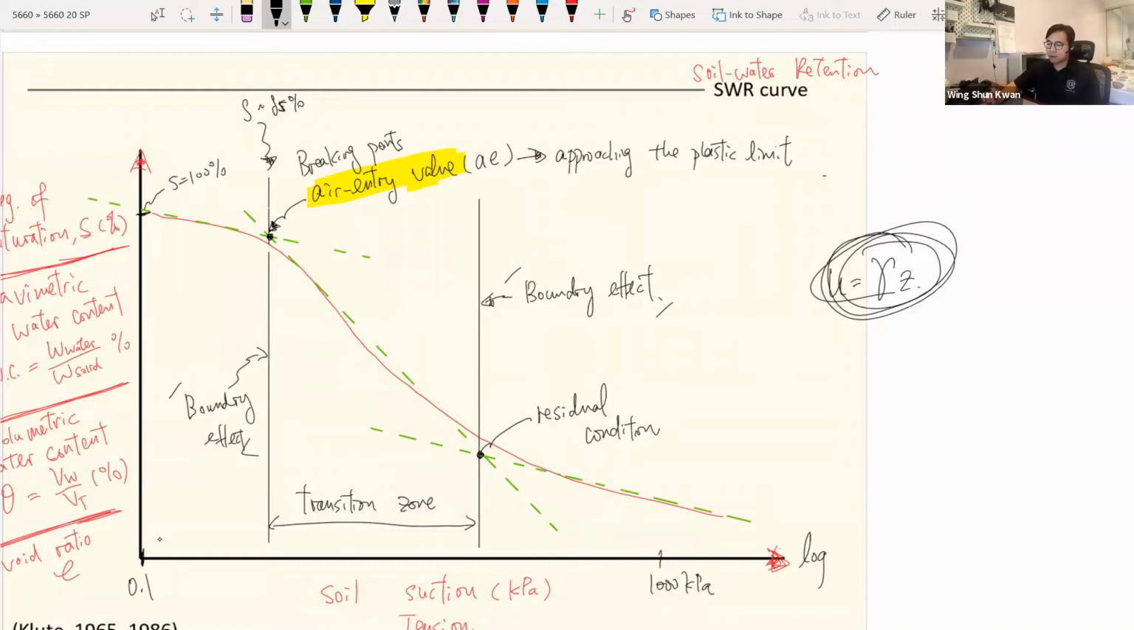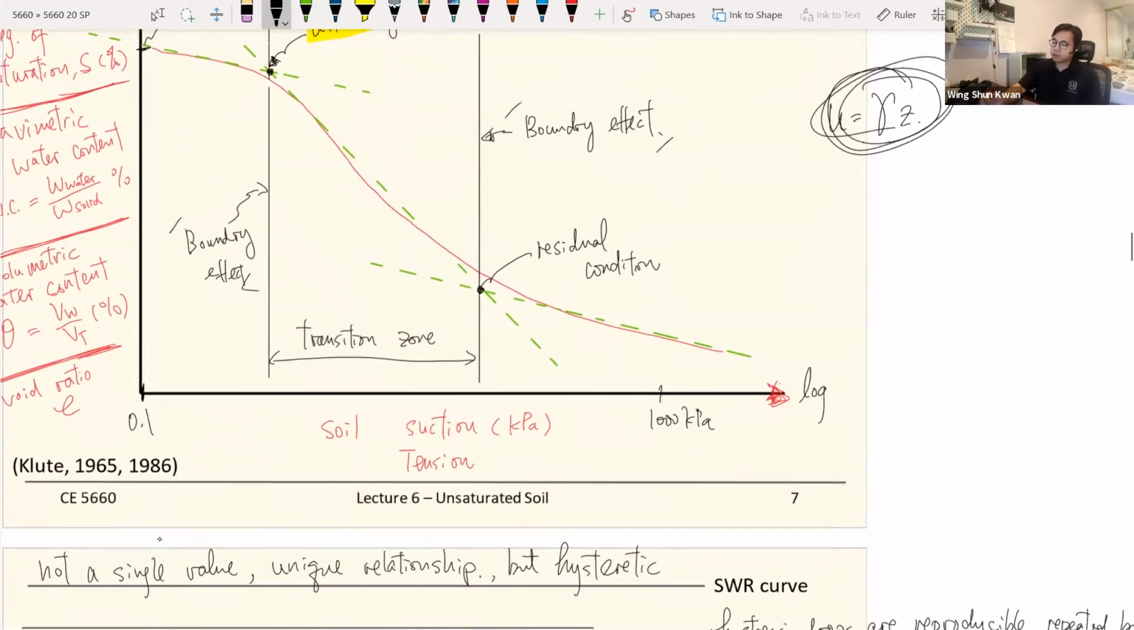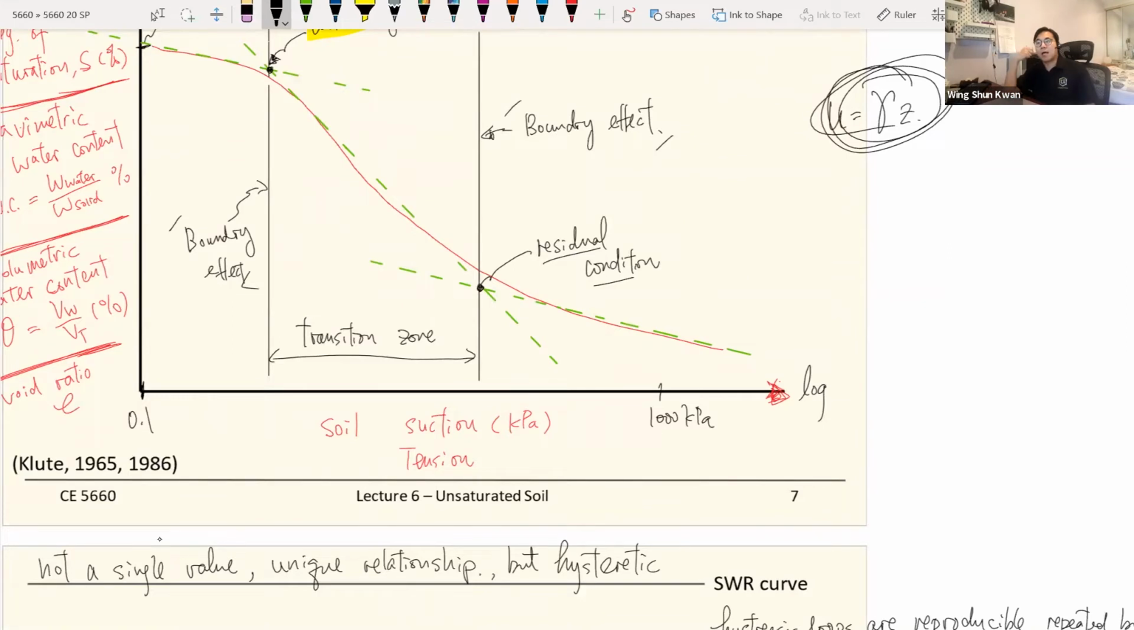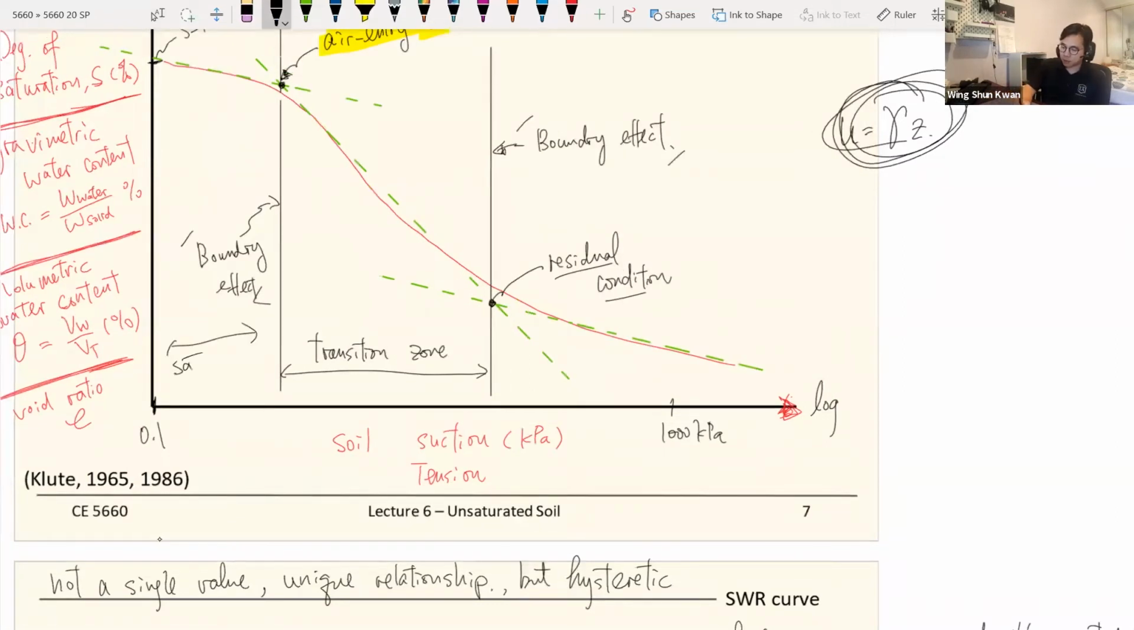So the concept of the air entry value is very important, same as the residual conditions, where beyond that you have so little air that the water is not continuous. Then you have very high suctions, and at very high suctions you have a very low degree of saturation. So pretty much you can assume it's a dry soil. So here you can work as a saturated soil. And beyond that, pretty much you are working as a dry soil. So there are two boundaries, the air entry and also the residual conditions.